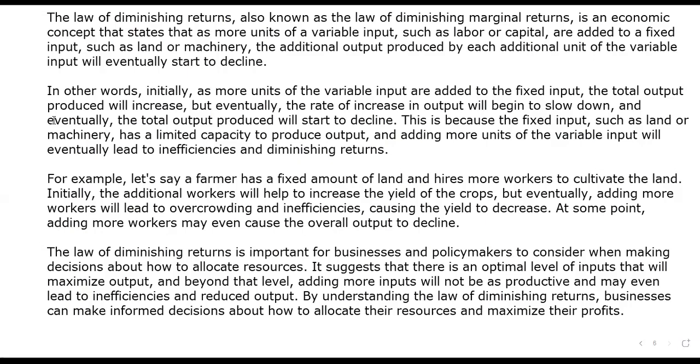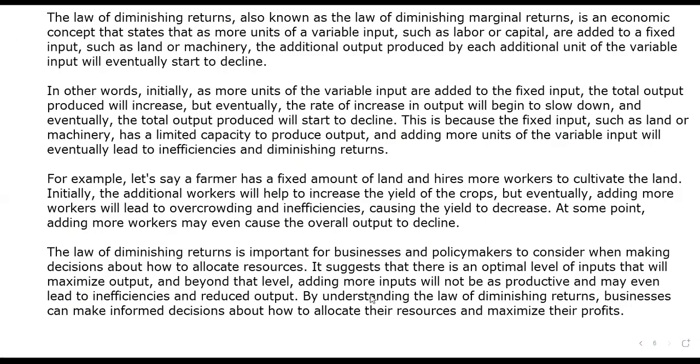So literally, we just mean that as more units of a variable input are added to a fixed input, the total output will do what? Will increase, all right. But the additional units will reduce for every additional input that you put. So this is what we call the law of diminishing returns. For instance, if we have an input like land or machinery, it has limited capacity to produce. So adding more units of a variable input will eventually lead to inefficiencies, which we call diminishing returns.